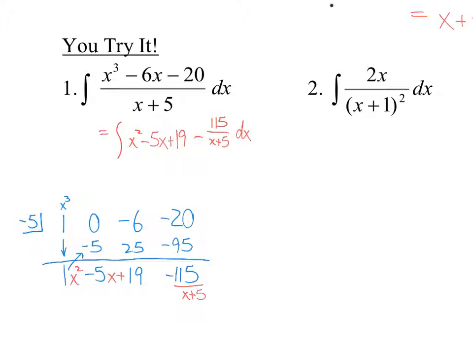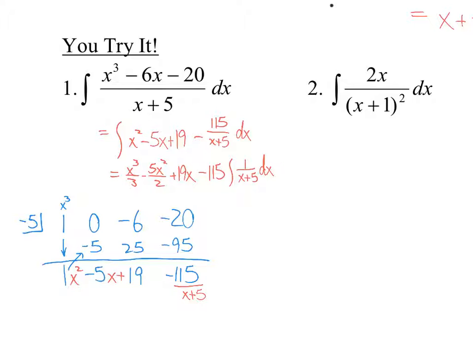So now do you just separate them all individually? You could do them all individually, or you could just do that quadratic, the first three terms, together. I mean, you're doing the same thing in your head, even if you don't write it down. But you know this is going to end up being x cubed over 3 minus 5x squared over 2 plus 19x minus 115 times the integral of 1 over x plus 5 dx.